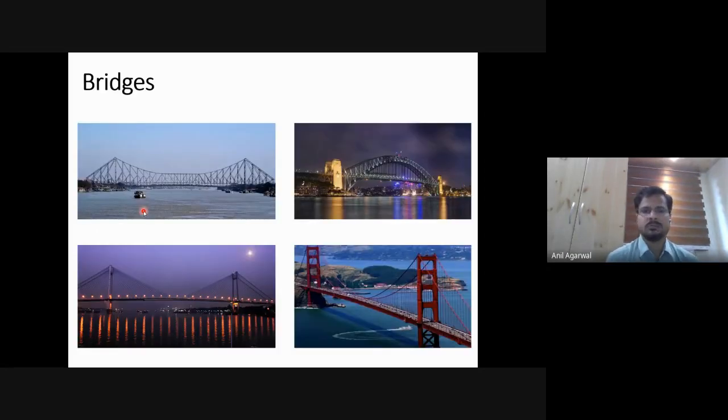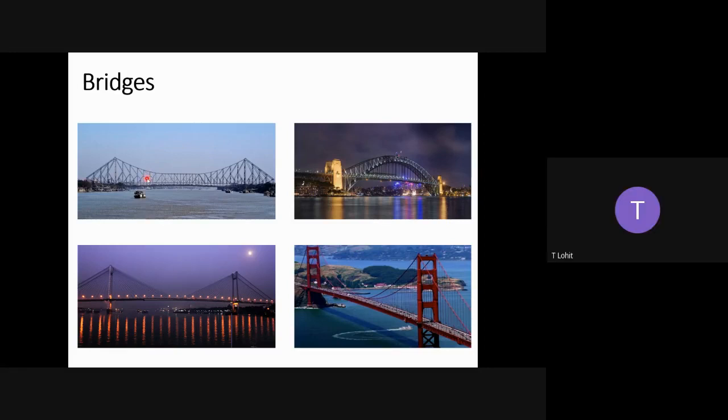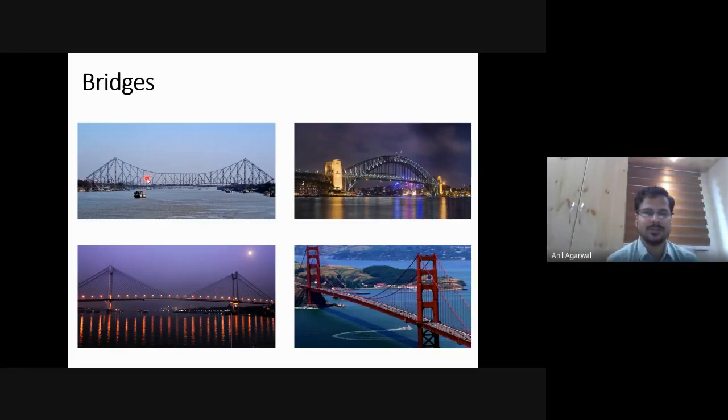So these are some pictures of some of the most beautiful bridges, in my opinion. Can somebody tell me the name of the first bridge here? Howrah Bridge. If you have the printout, then you already know. Okay, the second one, this one. This is in Sydney.